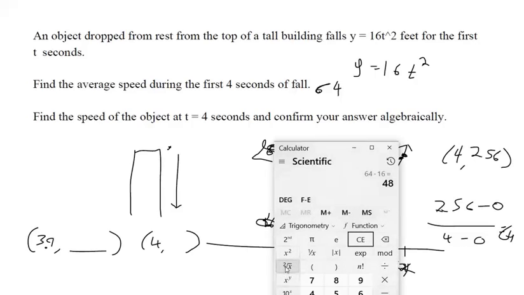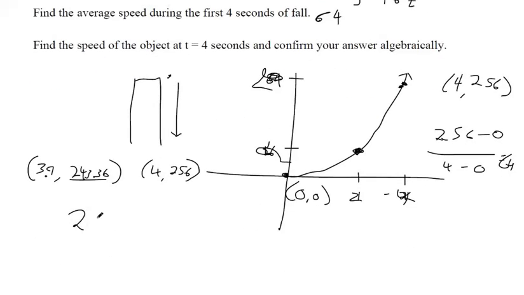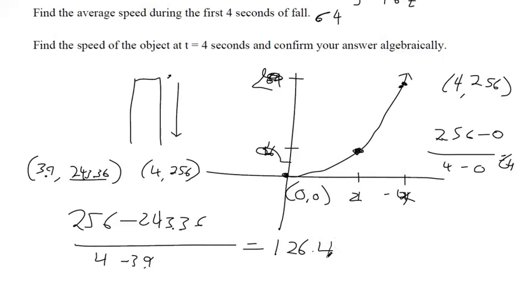So at t equals 3.9, we've got to square that, then times 16, we've traveled 243.36 feet. At t equals 4, we already plugged that in. We traveled 256 feet. So what's the slope between those 2 points? 4 minus 3.9. We've got 126.4. That's how fast we've traveled over 0.1 seconds, right?